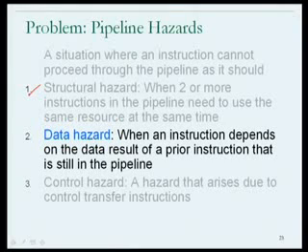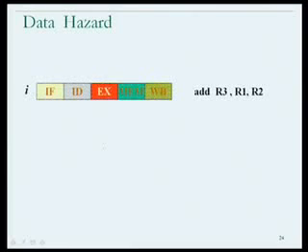We'll move on to the next kind of pipeline hazard, which I had labeled as the data hazard, a situation where an instruction depends on the data result of a prior instruction that is still in the pipeline. So once again, let's try to understand what a data hazard would look like by looking at an example.